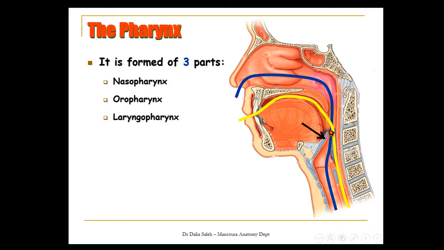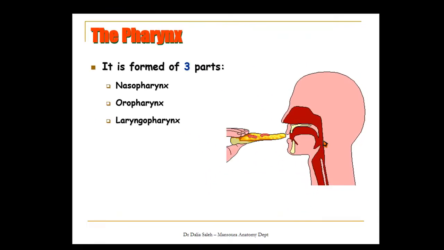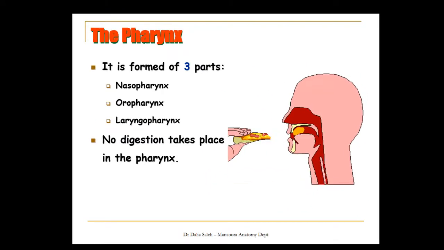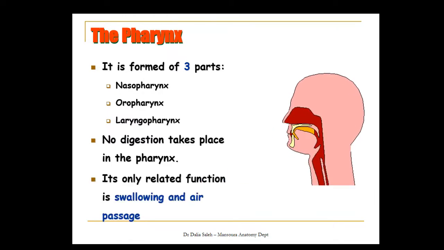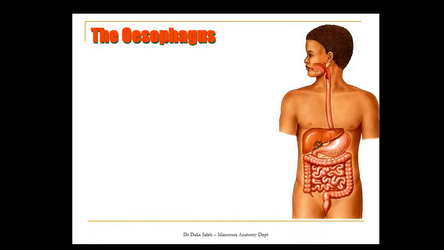So in order for the food not to get into the respiratory system, it is guarded here by part of the larynx, which is called the epiglottis, which slides backward to close the larynx during swallowing of the food. No digestion of food takes place in the pharynx; it is just a passage for both air and food.